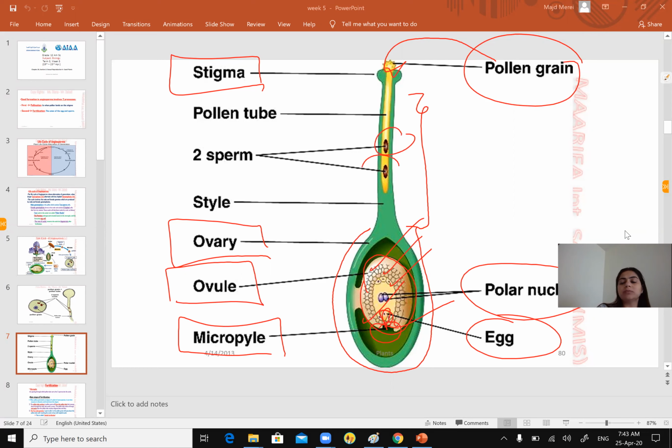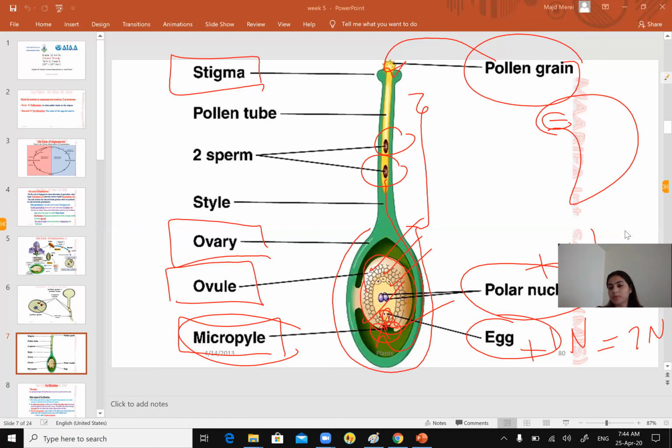Now these two sperms, how will they travel and reach the ovule? This pollen tube will continue forming, and it will always enter through the micropyle. One sperm will fertilize the egg cell, and one sperm will fertilize the polar nuclei. The diploid cell, 2N, is the zygote, and it will develop into the embryo. What about the polar nuclei? With the sperm, they will form a triploid cell, which will develop into the nutritious part, the endosperm. But what about the seed coat? This outer layer of the ovule, called the integument, becomes harder, thicker, and forms the seed coat.